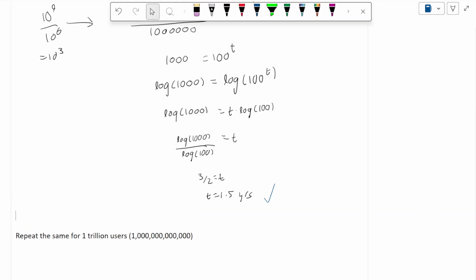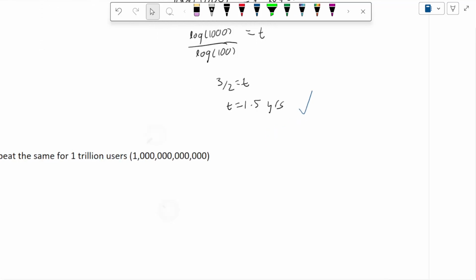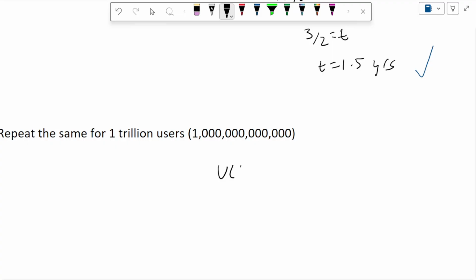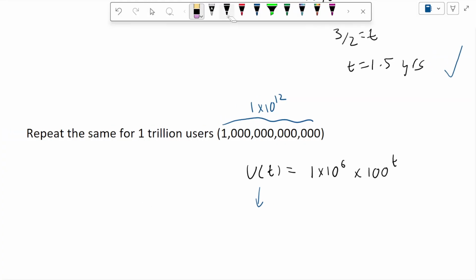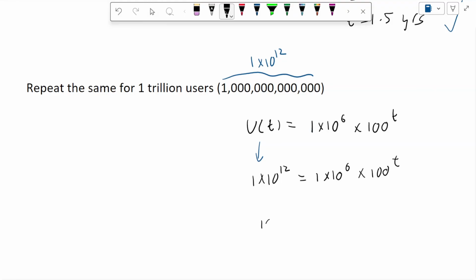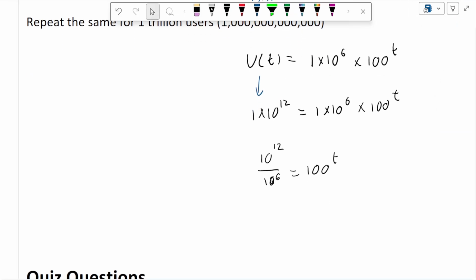So we're going to repeat the same process for 1 trillion users. So this has 12 zeros. So I might just go u of t. This was 1 times 10 to the 6 times 100 to the power of t. So this was 1 million there. And this here is 1 times 10 to the 12. So I'm just putting these in scientific notation to make it easier. But 1 times 10 to the 12 is 1 times 10 to the 6 times 100 to the power of t. So you're going to get basically 10 to the 12 over 10 to the 6 here, 100 to the power of t. And so that's 10 to the 6 is 100 to the power of t.